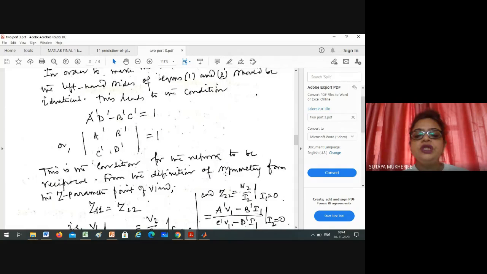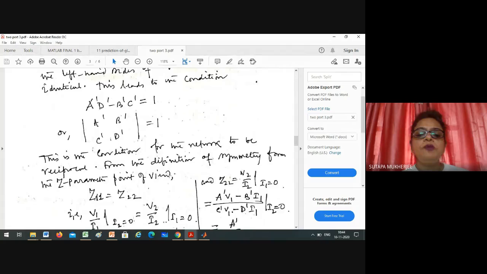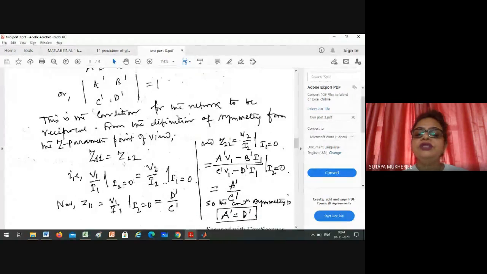From the definition of symmetry, from the Z parameter point of view, Z11 equals Z22. You remember? V1 by I1 with I2 equals 0 equals V2 by I2 with I1 equals 0. Basically, Z22 means V2 by I2, provided I1 equals 0, and Z11 means V1 by I1. Just look minutely here: 1 means 1 by 1, 2 means 2 by 2, right? So for V1 by I1, definitely I2 equals 0.